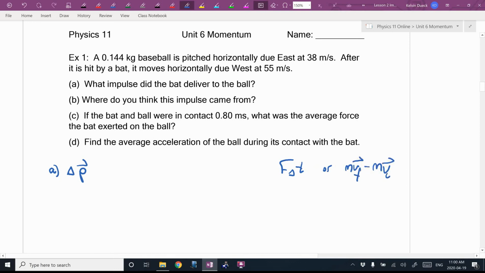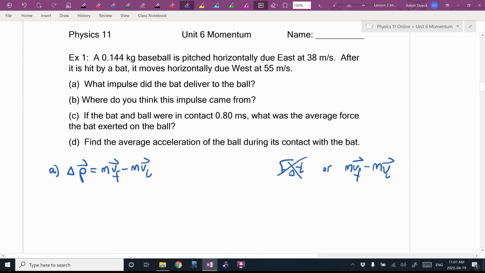By the way, if you haven't paused the video, you should go look and see where I put this equation on your formula sheet. I think it's right next to the momentum equation. So which one of these am I going to use? Well, let's look and see what they gave me. I think I see a v initial. I think I see a v final. I don't see a force or a time anywhere in the question, so I'm going to use this one, mv final minus mv initial.